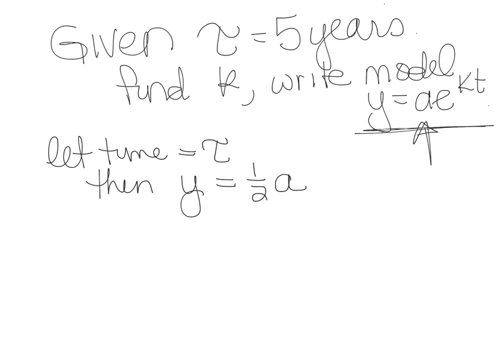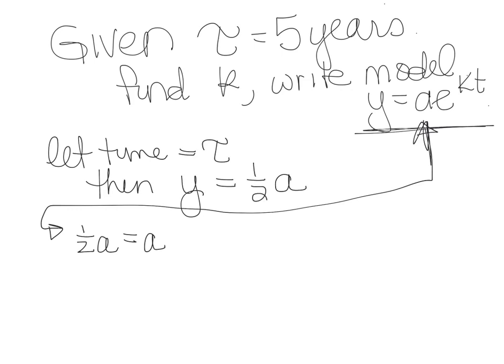So we're going to put those two things into our preferred model. So let's take this and write it over here. Y becomes 1/2 A, and then I'm going to equal it to A. E is, remember, we know what E is. K is the unknown here, and T is the time it took me to get to half, which was the tau, 5 years. So take K times 5. So of course, what's really beautiful is the A's cancel.